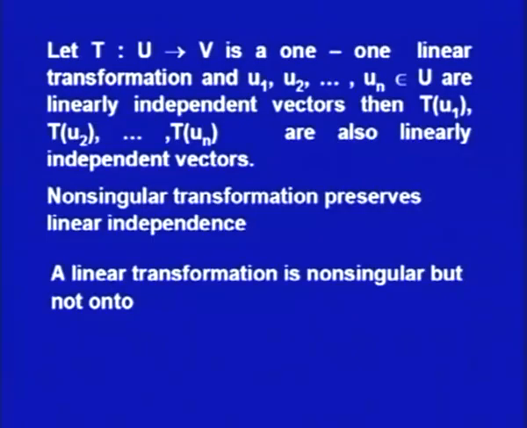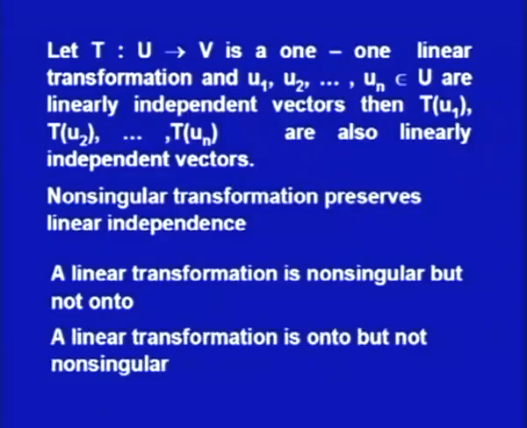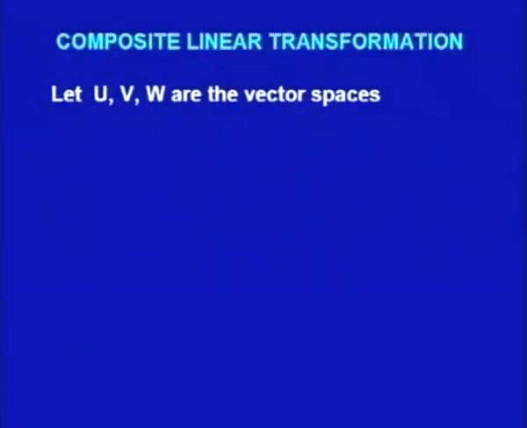A linear transformation can be non-singular but not onto. One may also notice that a linear transformation can be onto but not non-singular. So these two things are different. Then we come to composite linear transformation. For this we need three vector spaces U, V and W.